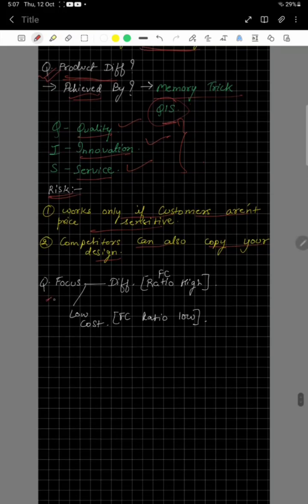Now the next question is focus. Focus is a combination of differentiation and low cost. So when do we apply differentiation? When fixed cost ratio is high. And when do we apply low cost? When fixed cost ratio is low. So focus is a combination of both differentiation and low cost.